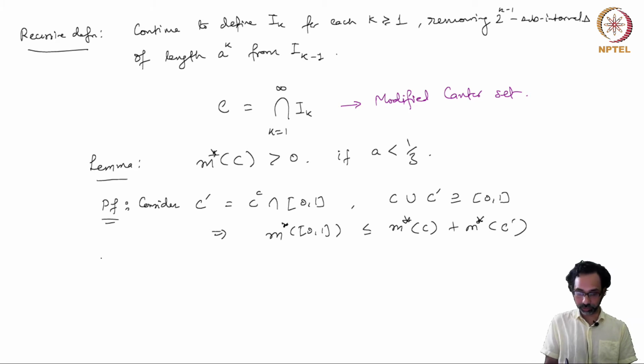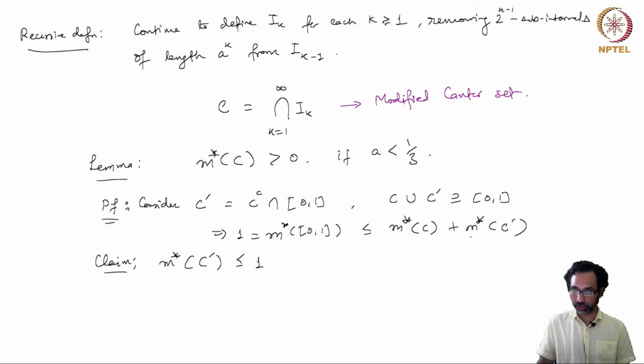Now I claim that m star of C prime is less than or equal to 1. Since on the left-hand side we have 1, and on the right-hand side we have m star C plus m star C prime, if m star C prime has value less than or equal to 1 but the sum is greater than or equal to 1, this implies that m star C is strictly positive. So we have to show that m star C prime is less than or equal to 1.